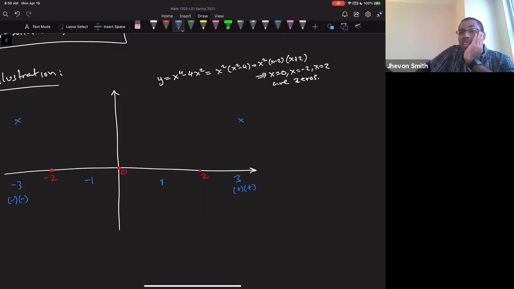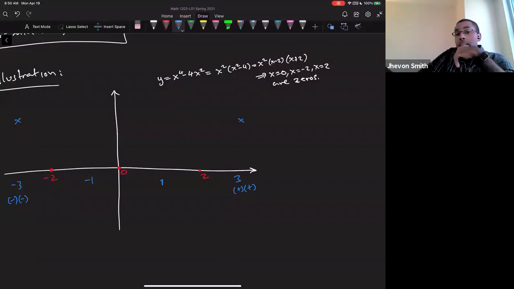you could also do this by the end behavior. X to the fourth is an even power. Because the coefficient is positive, we know that both ends point up. If the coefficient was negative, both ends would point down. If the highest power was odd, one side points up, one side points down. If the coefficient of the highest power is positive and it's odd, the right side would point up, the left side point down. Remember all this from pre-calc.